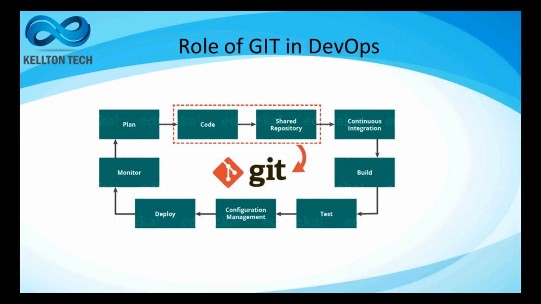And mainly GitHub plays a vital role when it comes to managing the code, when collaborators like developers contribute to a shared repository. And this code can be extracted for performing continuous integration to create a build and test it on the test server, eventually deploying to the production environment.